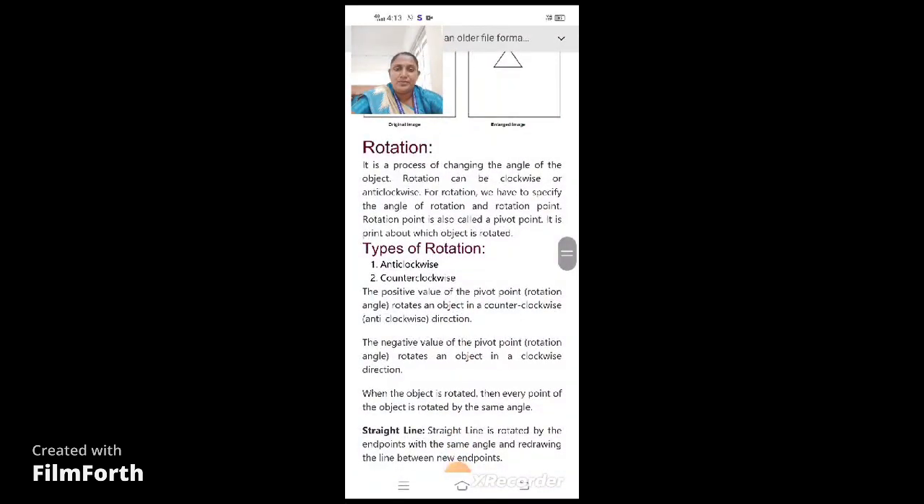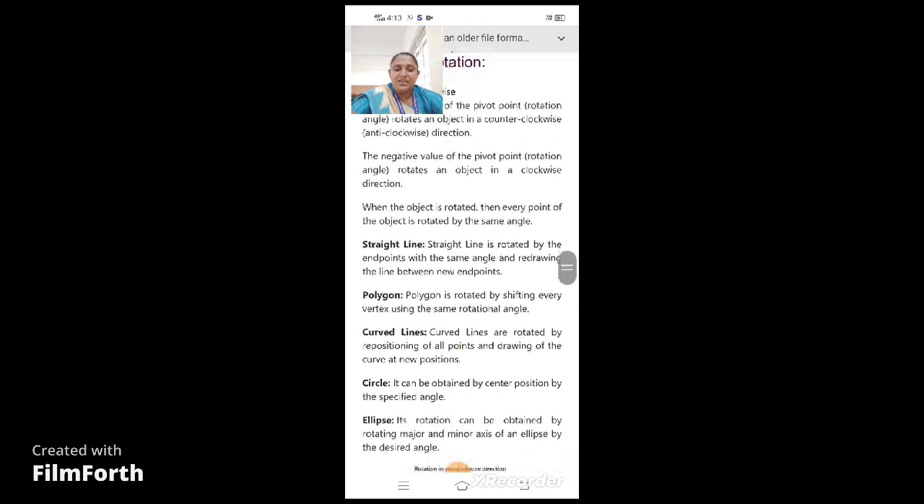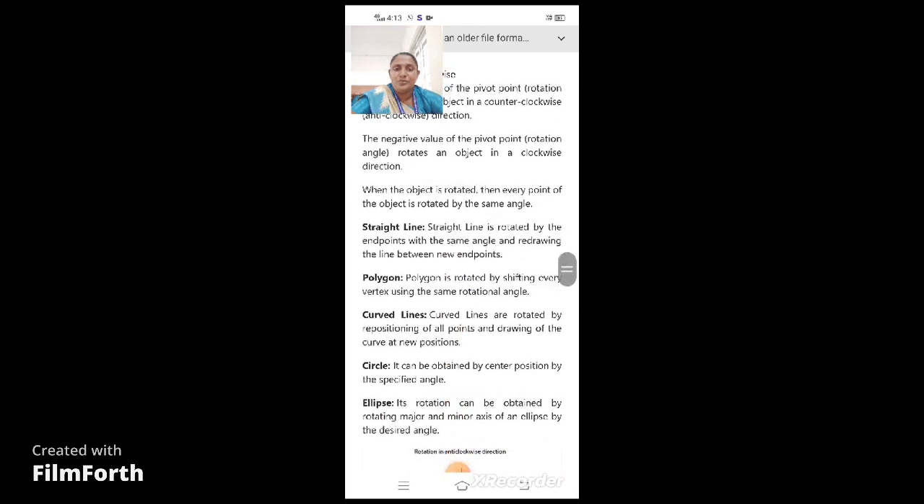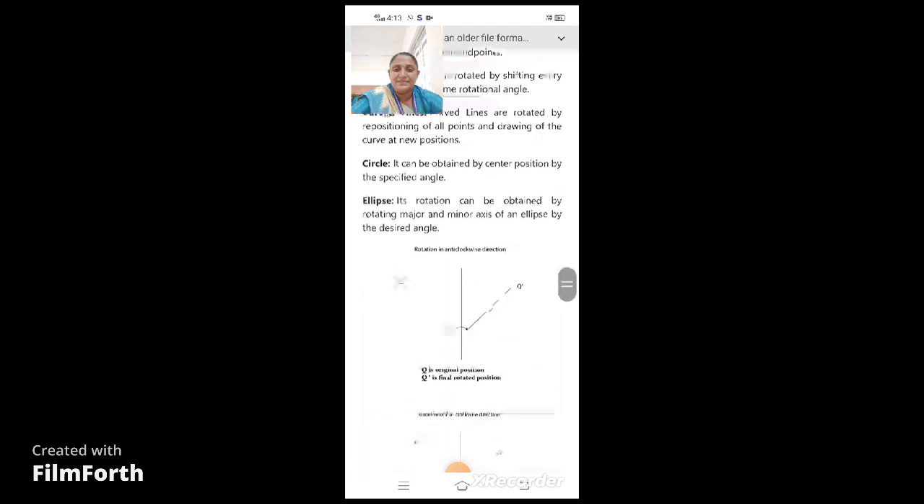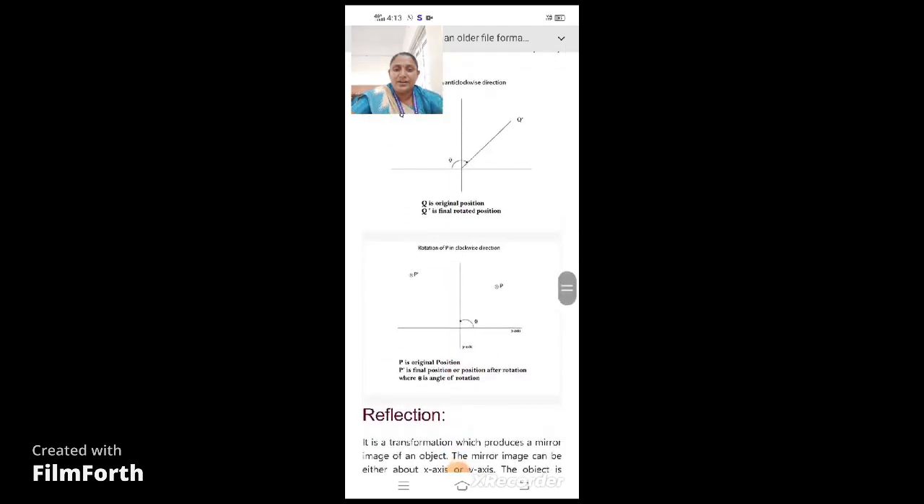Next one is rotation. We can rotate the object at any angle. It will be of 2 types. One is clockwise, another one is anti-clockwise. Here we can rotate objects like straight lines, polygons, curved lines, circles, ellipses, all things we can move in clockwise and anti-clockwise directions.